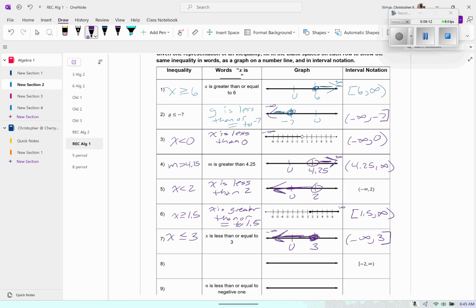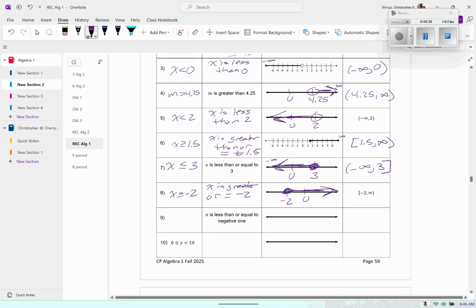This one is x is greater than or equal to -2. So I'm going to have a 0 here. To the left is -2. So this is going to be a solid dot at -2. And it's going to shade to the right. That's a solid dot there.